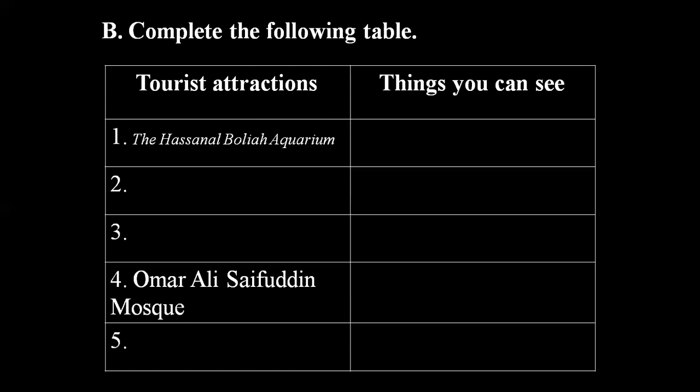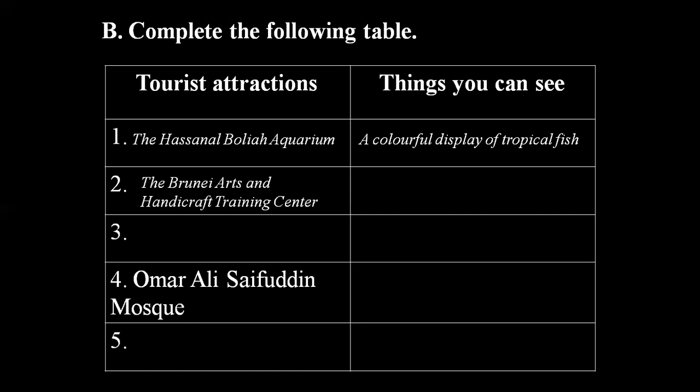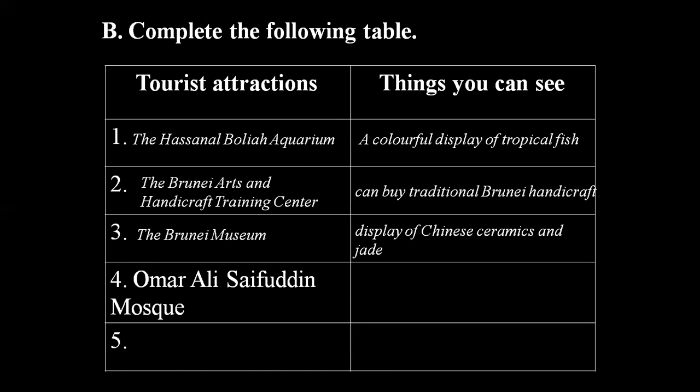The Hansenau Bolkiah Aquarium displays a colorful display of tropical fish. The Brunei Arts and Handicrafts Training Center, where you can buy traditional Brunei handicrafts. And then the Brunei Museum, with displays of Chinese ceramic and jade.